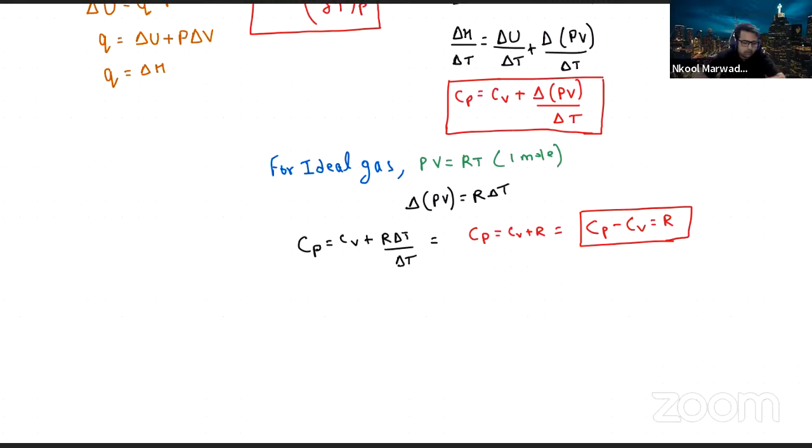Now some results you can use, which you should remember so that we can use them directly, some very important results. Let us look at those results.